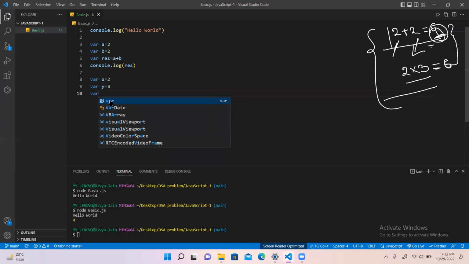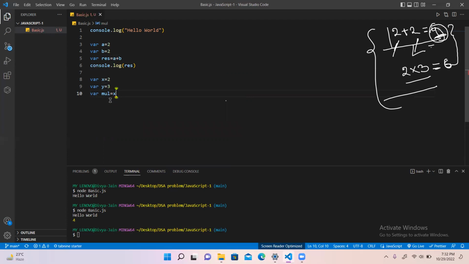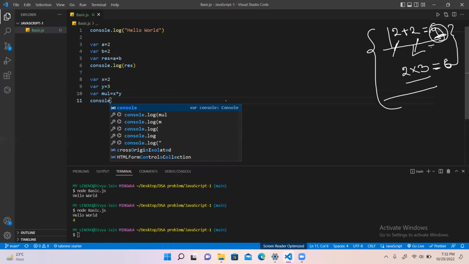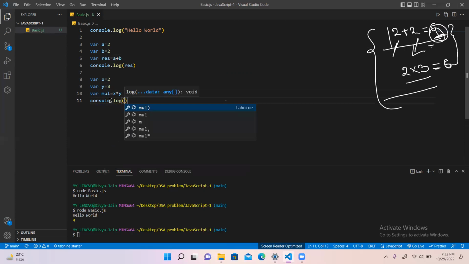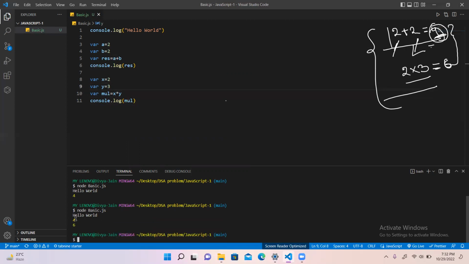So simply where multiplication equal to x symbol into y. So you got an output like console.log multiple. Okay. So now you got the output. So first we write the node file name basic.js. So now you got the output hello world 4 and 6.